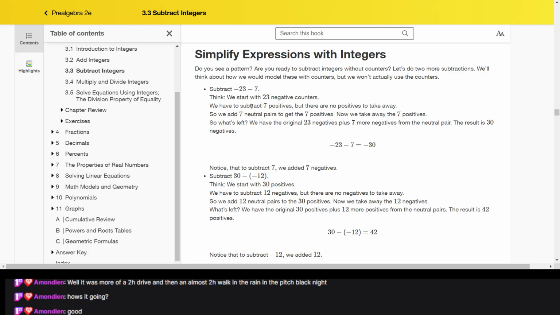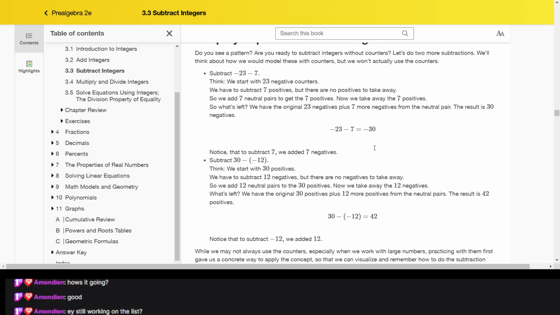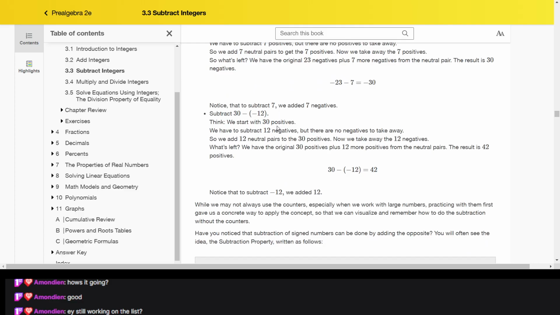Negative 23 minus 7. Start with 23 negative counters. We have to subtract 7 positives, but there are no positives to take away. So we add 7 neutral pairs to get the 7 positives. Now we take away the 7 positives. So what's left? We have the original 23 negatives plus 7 more negatives from the neutral pairs. The result is 30 negatives. Notice that to subtract 7, we added 7 negatives.